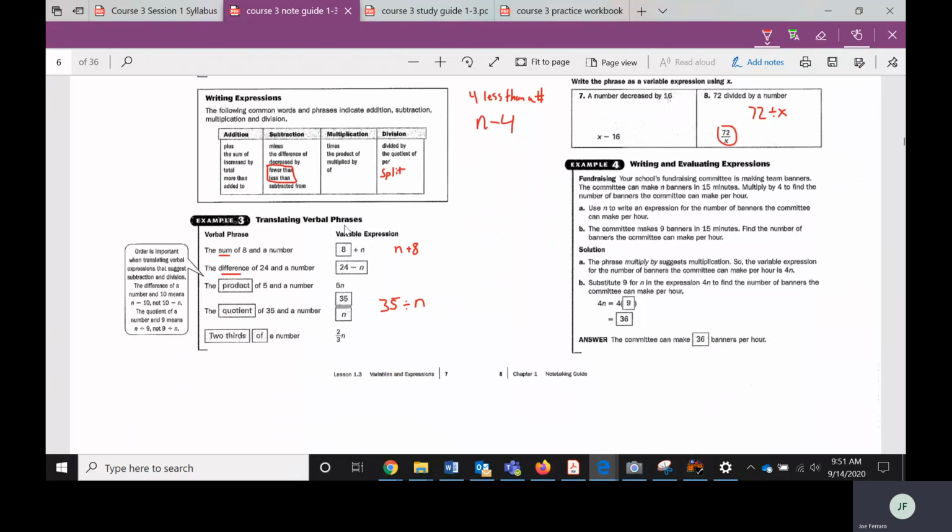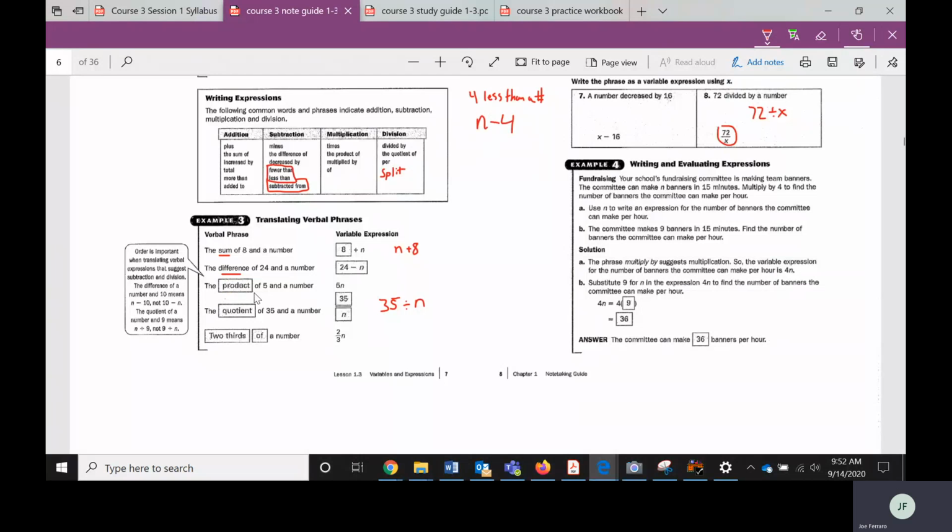There's two cases where, actually three, these three: fewer than, less than, or subtracted from. So I did a little example up here. If they said 4 less than a number, so just think if they said 4 less than 20, that would mean you take 20 minus 4. So 4 less than a number means n minus 4. You switch the order. Same thing if it said 4 fewer than a number or 4 subtracted from a number. Then you switch the order.